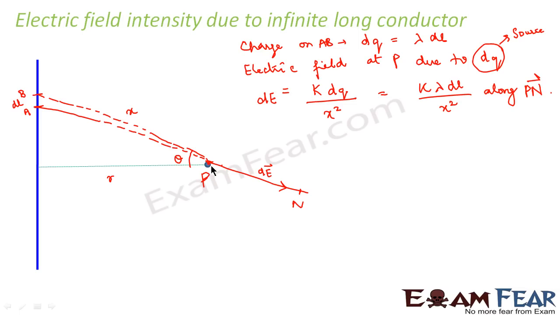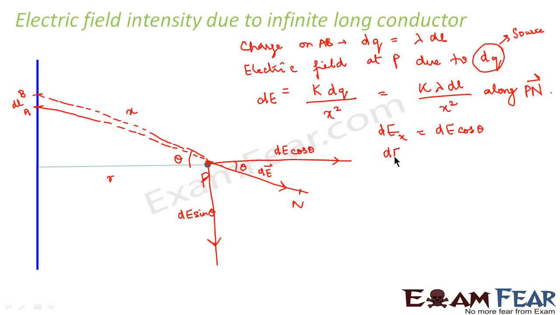Now if you look at this diagram very carefully, you will see that this dE can be resolved into its horizontal and vertical components. This angle is theta, so this angle is also theta, vertically opposite angles. Now if Pn is dE, its horizontal component will be dE cos theta and the vertical component will be dE sin theta, acting vertically downwards, right? So dE along the x-axis is equal to dE cos theta. Similarly, dE along the y-axis is equal to dE sin theta, right?